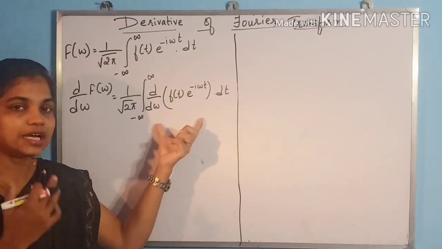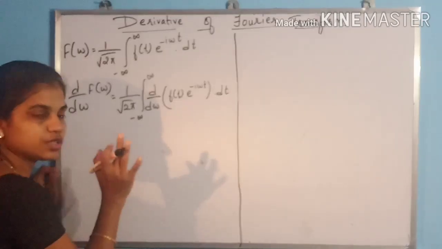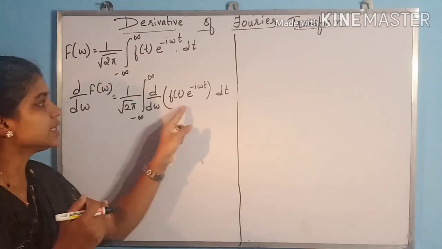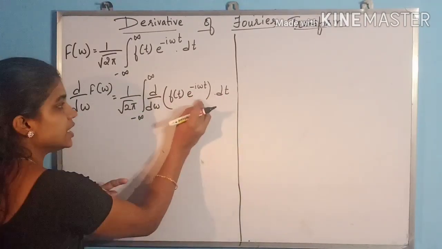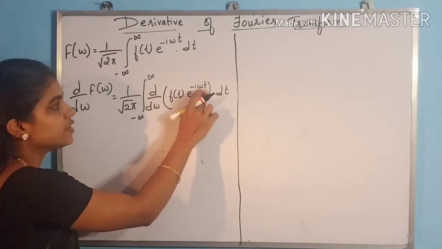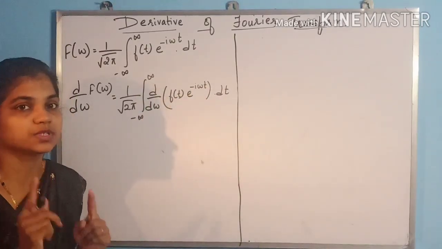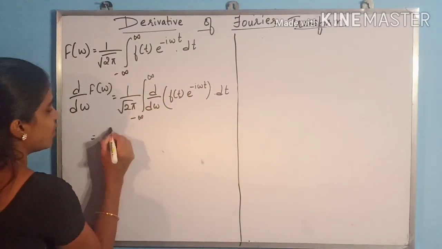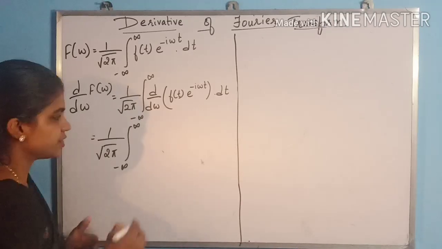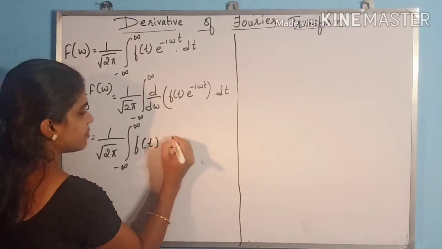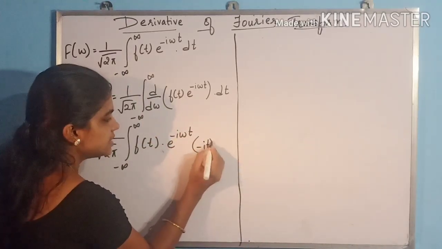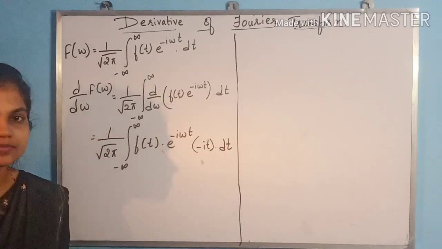So what we are going to get after differentiation is that f(t) is going to remain constant. Differentiation of e raised to minus i omega t is e raised to minus i omega t into the differentiation of this. So minus i t is going to remain constant, and differentiation of omega with respect to omega is equal to 1. So we are going to get 1 by root 2 pi, integral from minus infinity to plus infinity of f(t) e to the power minus i omega t into minus i t into dt, right?